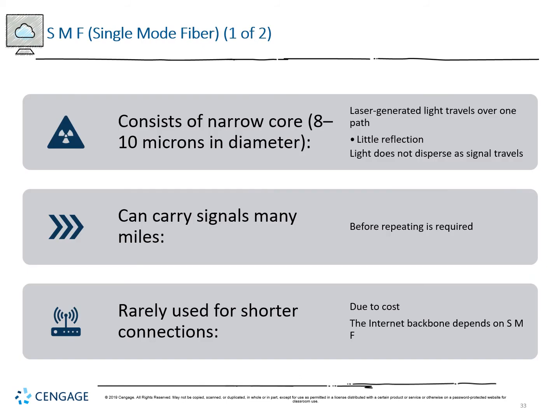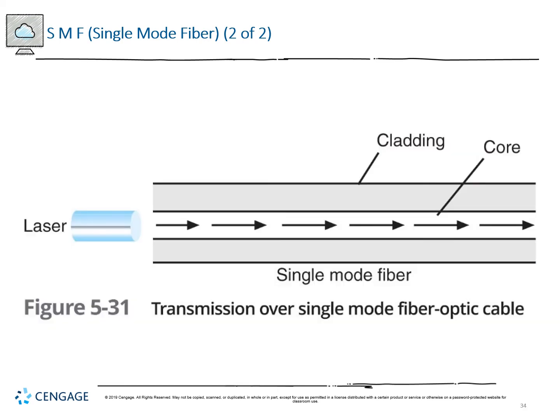Single mode fiber consists of what's called a narrow core system, 8 to 10 microns in diameter. The laser light is going to travel over one path. There's very little reflection, and the light doesn't disperse. It can carry signals for miles and miles and miles before repeating. It's rarely used for shorter connections due to cost, and it is often used for what's called the OC-38, which is the backbone of the internet. So here we can see a single mode fiber being transmitted via laser. You can see the core listed there inside the cladding.